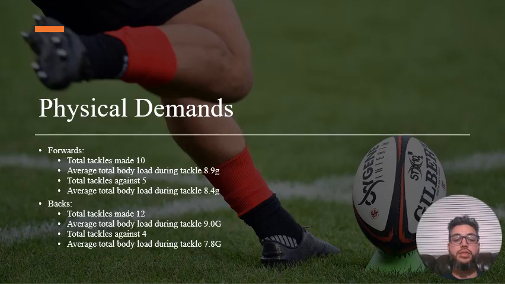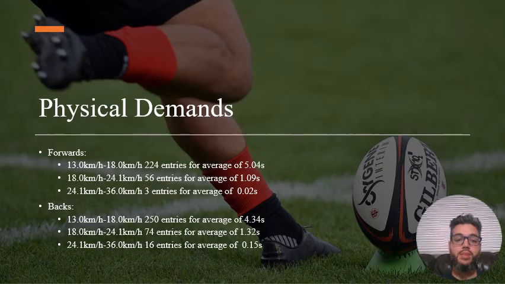Then we have tackles made and tackles defended. For forwards, 10 tackles made, 5 tackles against, while the backs make more tackles while defending against fewer tackles. And then we're looking now at different speed zones. 13 to 18 would be more on the slower side versus all the way to 24 to 36, which would be the max velocity sprinting.